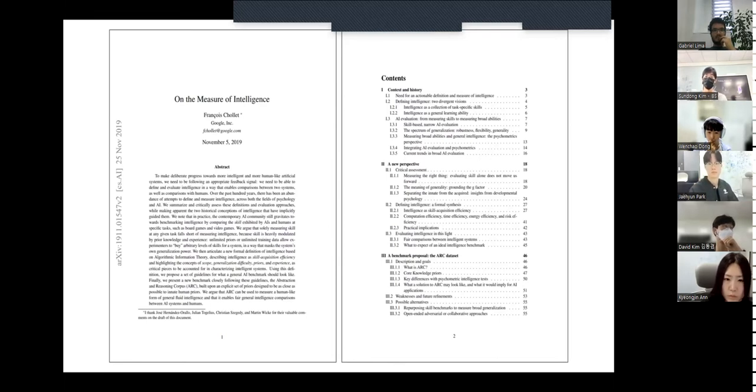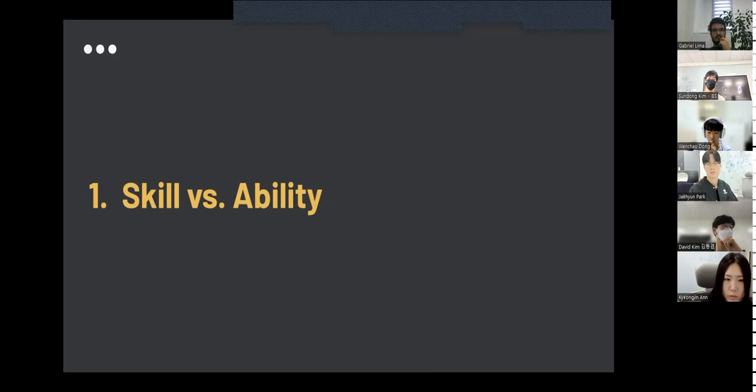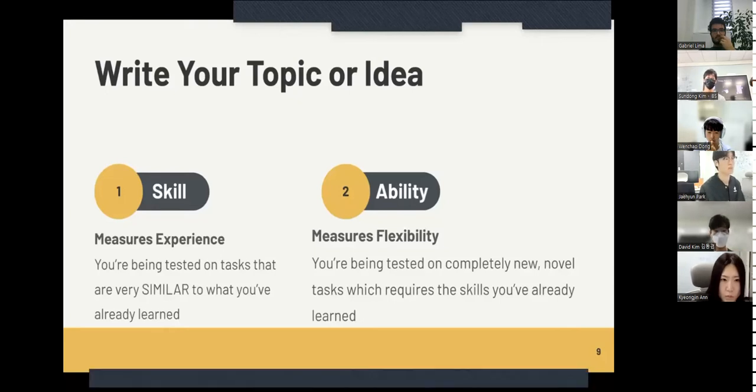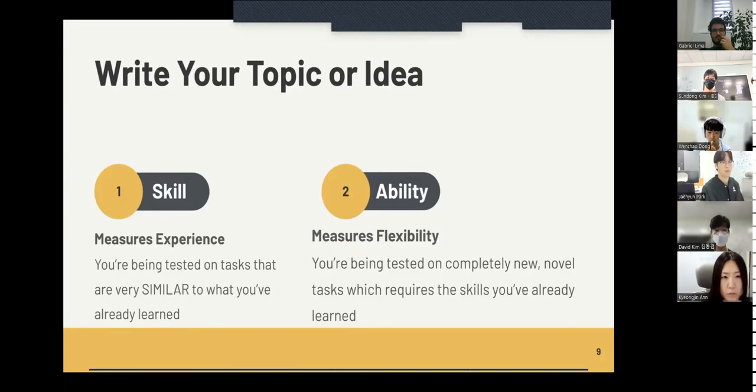The first main point is the distinction between skill and ability and how intelligence relates to these two concepts. So skill basically talks about a measure of experience, which means that what you've been learning to do, you're being tested on. Let's say that you're learning how to integrate stuff in calculus. On the exam, you're being tested on problems that are similar to what you've practiced on, because your goal is to measure experience.